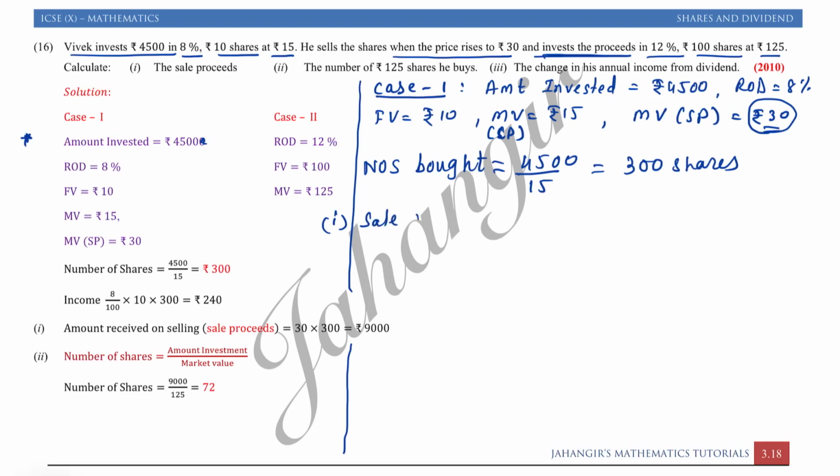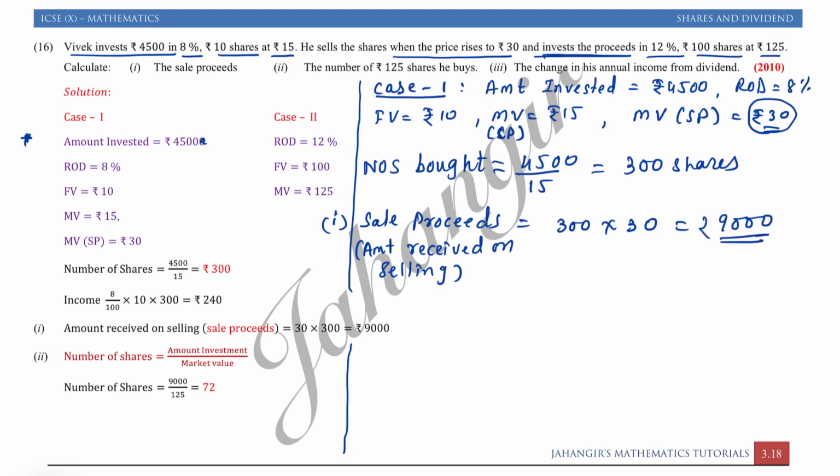So sale proceeds is the amount received on selling, that is the number of shares into the selling price of one share. So 30 into 300 is 9000.